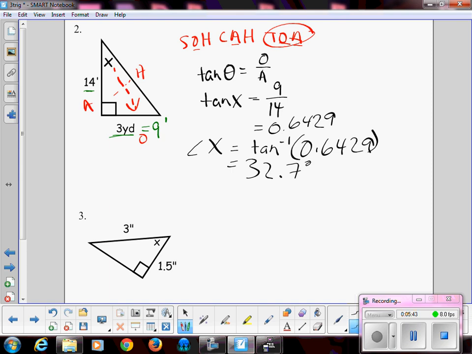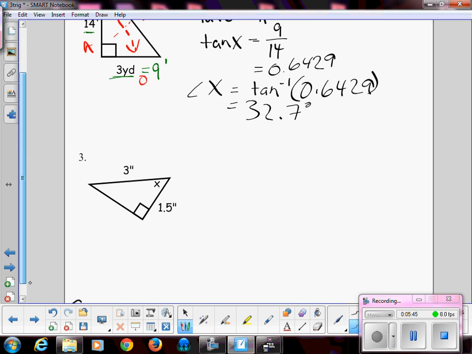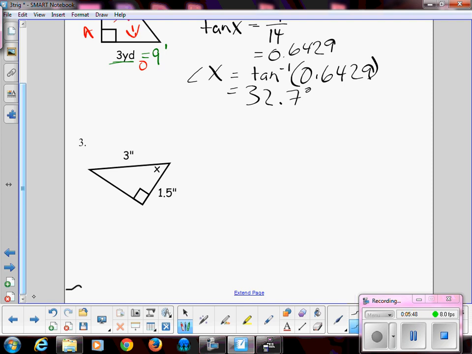And finally, our last question. Okay, again, I'm going to check that my units are the same. They are, they're inches, both of them. And this time I want to find x, so we have opposite, adjacent, and hypotenuse. Again, if I need to write SOHCAHTOA down like this, I do so. I have the hypotenuse and I have the adjacent.